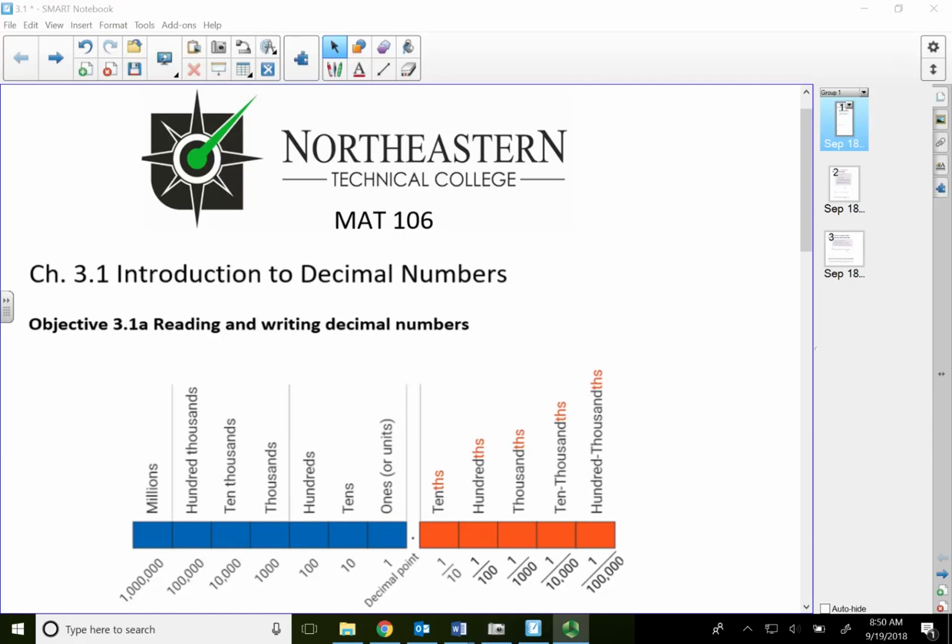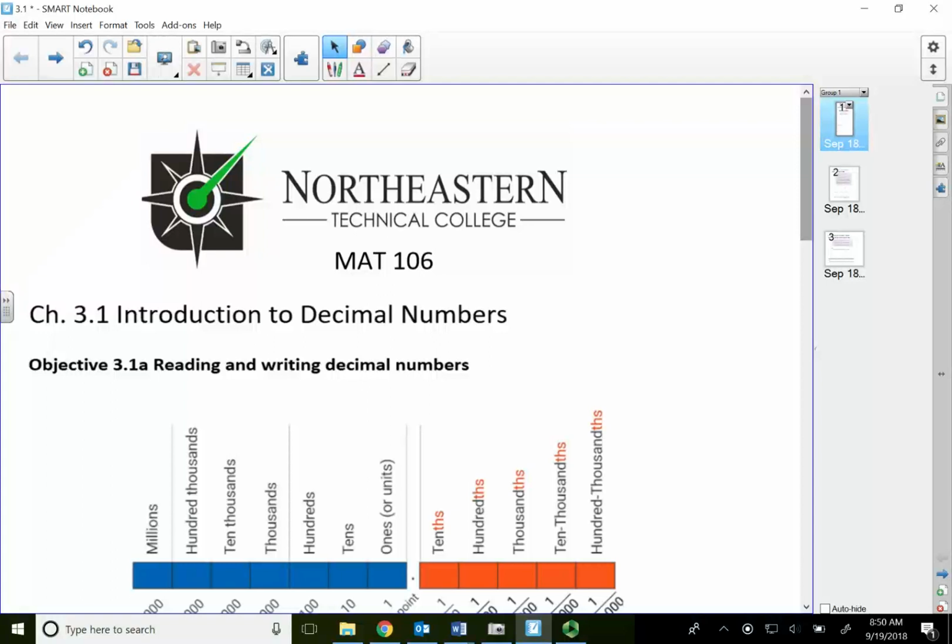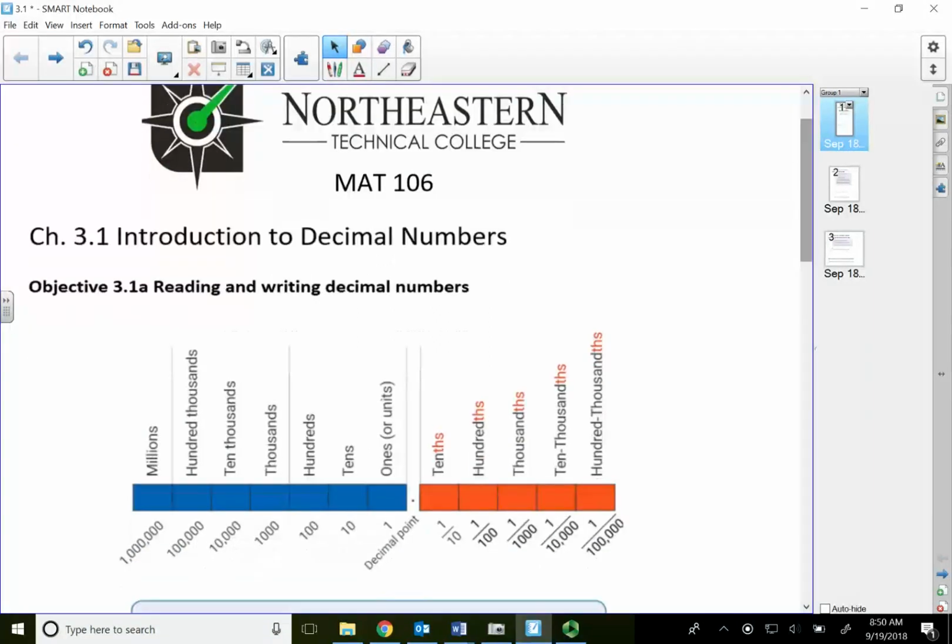Welcome to Module 3.1, Introduction to Decimal Numbers. So right after we talk about fractions, now we're going to begin to talk about our decimal numbers.